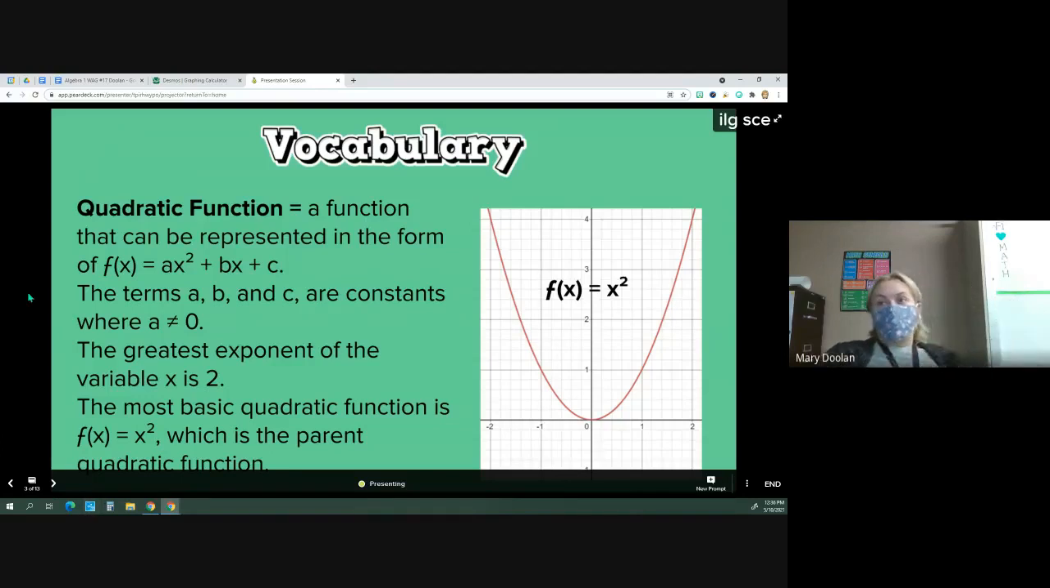And so when we talk about a quadratic function, we define it as a function that can be represented in the form of f of x equals ax squared plus bx plus c. The terms of a, b, and c are constants. So a, b, and c, these are just numbers. And a cannot be 0. So if a was 0, this term would disappear, and then we would just have something that's linear.